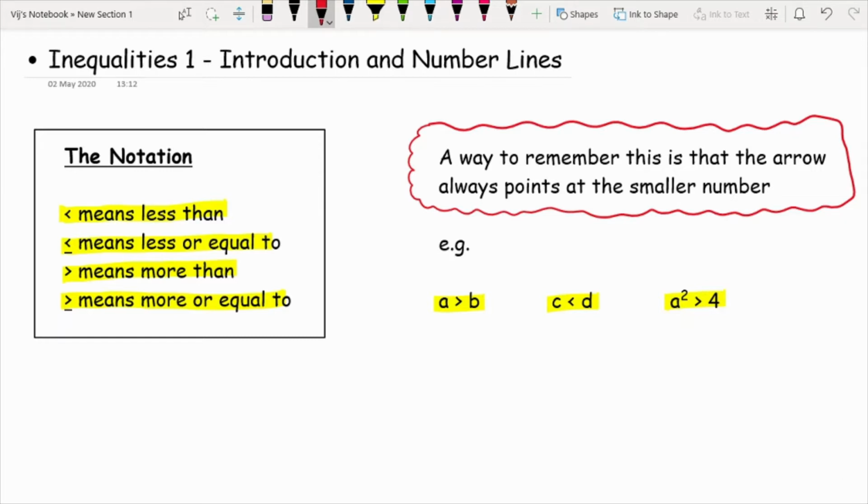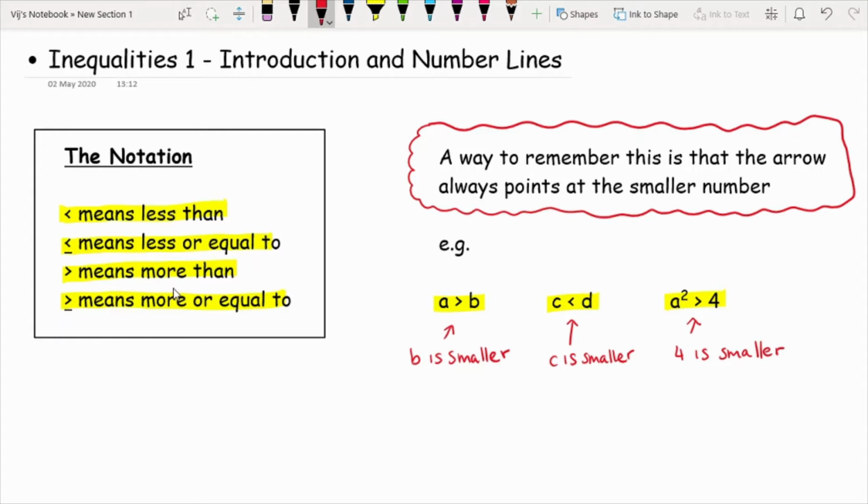if we look at which one's smaller, well here B is smaller. So how we could say this is that A is larger than B, or B is smaller than A. For the next one, we can see that C is smaller. So again, you could read this as C is smaller than D, or D is bigger than C. And for our third one, here we can see that 4 is smaller. So again, I could say that A squared is bigger than 4, or 4 is smaller than A squared. And it's entirely up to you which you prefer, how to say each of those statements.